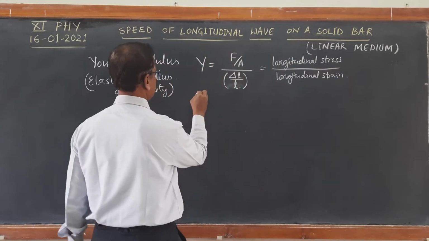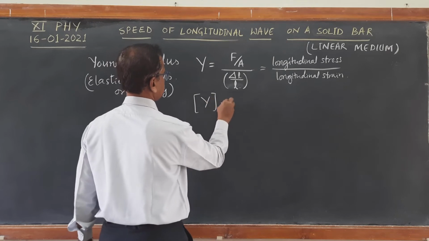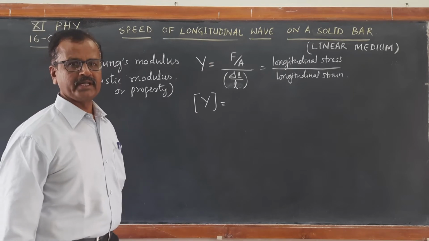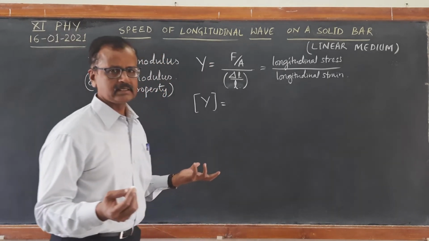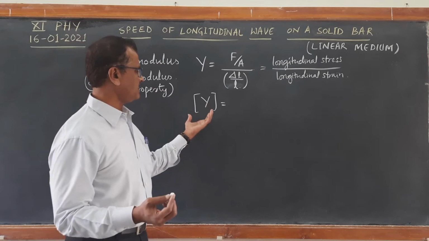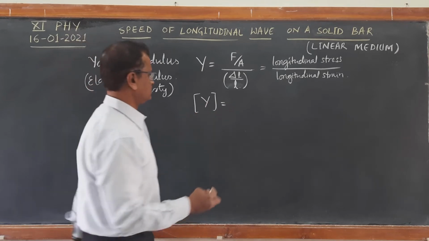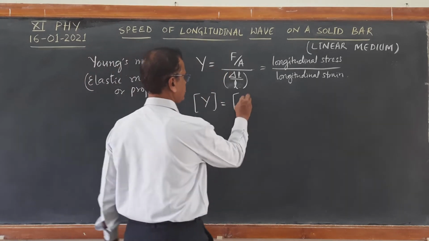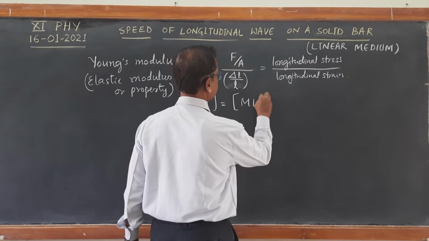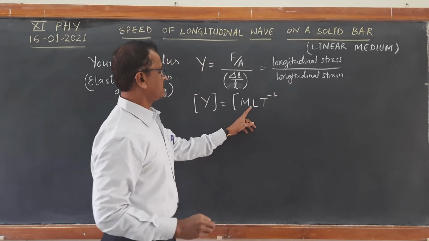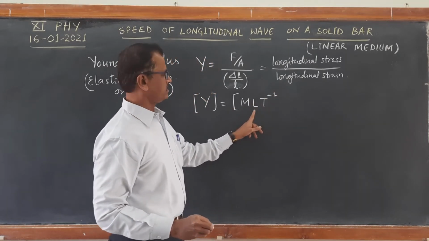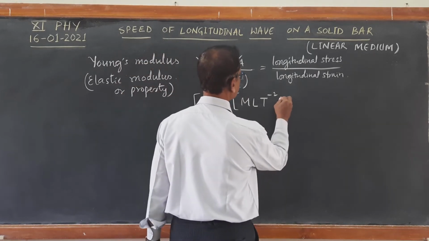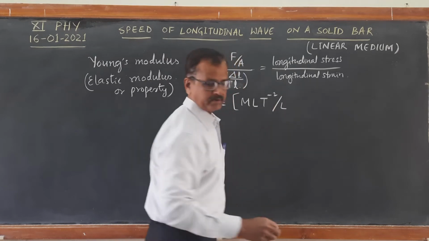Therefore, the dimensions of Young's modulus are the dimensions of the longitudinal stress, force per unit area. So force per unit area is nothing but the pressure. So it is having the dimensions of pressure. So dimension of pressure is force per unit area. M L T raised to minus 2, that is of force, kg meter per second square, divided by area, which is given by L square.